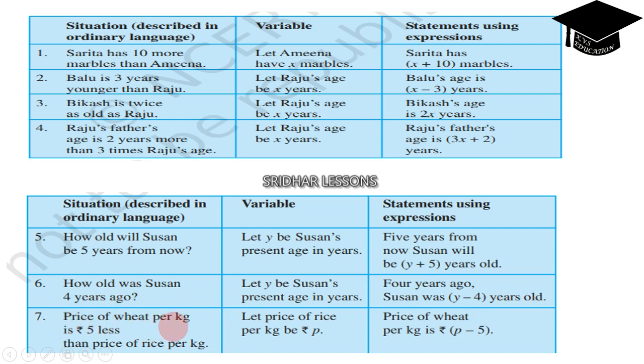The price of wheat per kg is 5 rupees less than the price of rice per kg. Let the price of rice per kg be p rupees. Then the price of wheat per kg is p minus 5 rupees, because it is 5 rupees less than, that means p minus 5 rupees. Okay, try to keep all these examples in your mind for the next exercise.